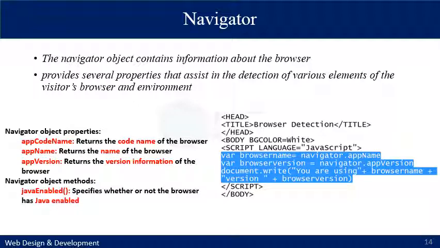The navigator object contains information about the browser, and it provides several properties that assist in the detection of various elements of the visitor's browser and the environment. For example, appCodeName returns the code name of the browser, appName returns the name of the browser, and appVersion returns the version information of the browser. So it can be accessed using navigator.appName and navigator.appVersion, etc.